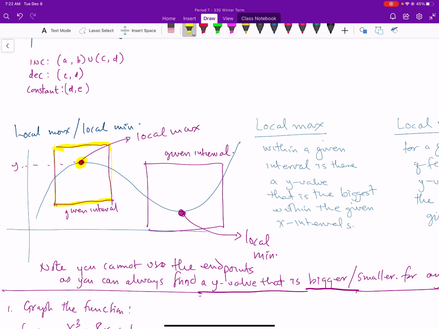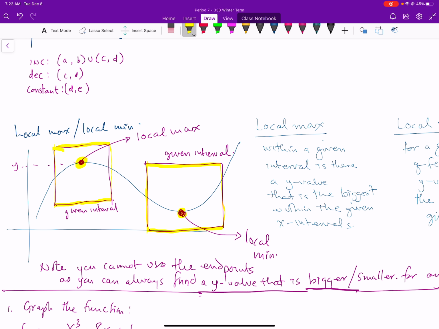And then if you scan the entire graph and you see in a small locality that you have the smallest y value, then we're going to call that the local minimum, all right? So here we're looking at that. This is the smallest y value that you can find. We're going to call that the local minimum.